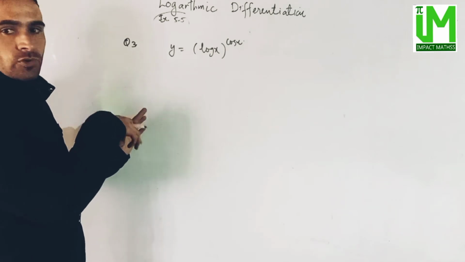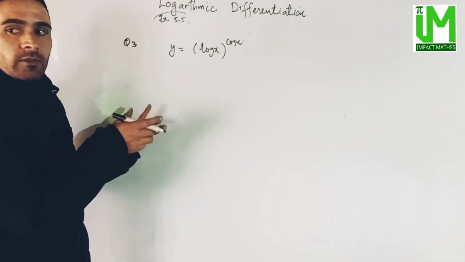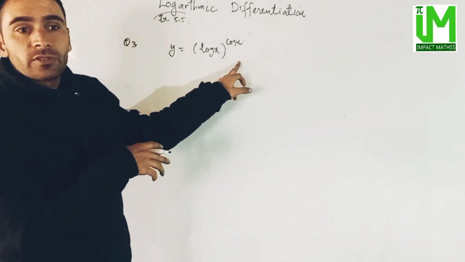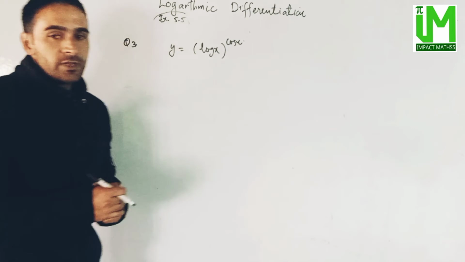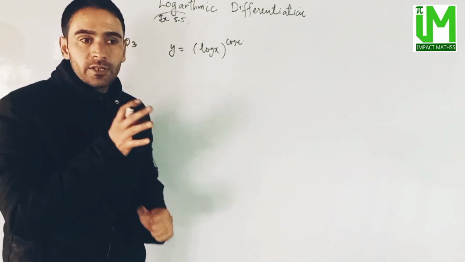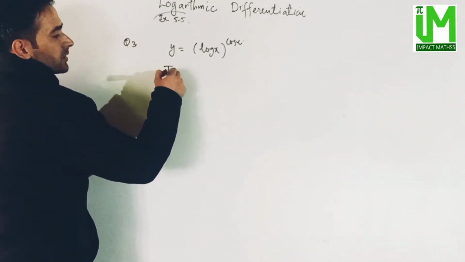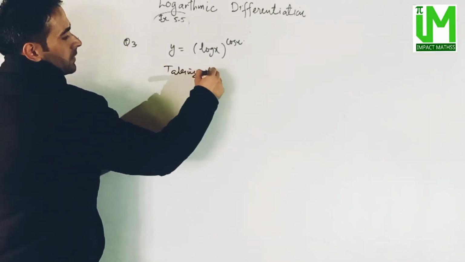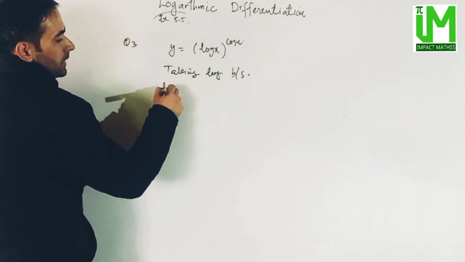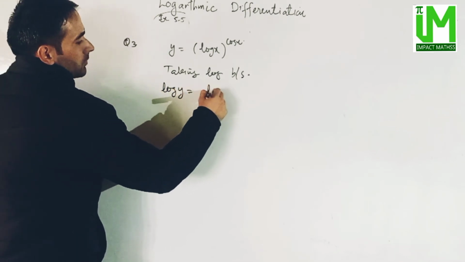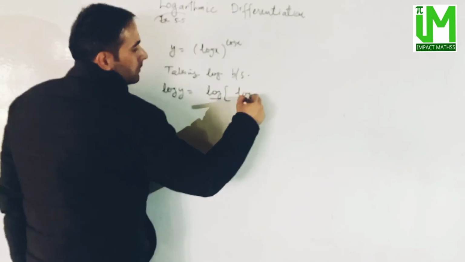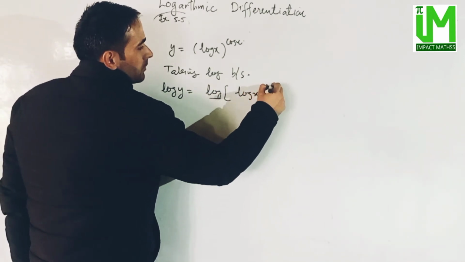Up to question number 11, they will all be of the type function raised to power function. So they will be solved by logarithmic differentiation, which means we have to apply log on both sides and then differentiate. So again taking log both sides, log y is equal to log of (log x) raised to power cos x.